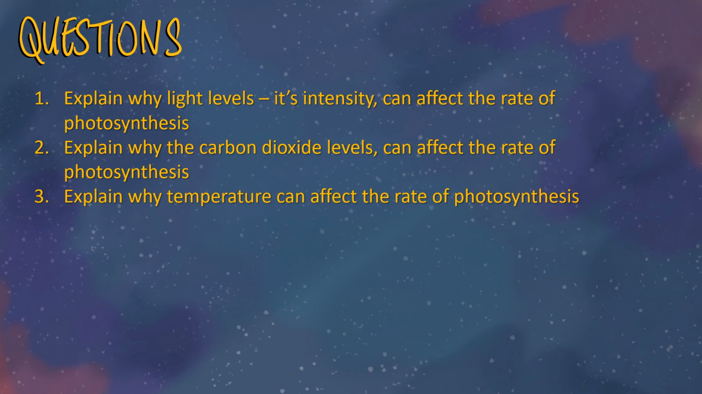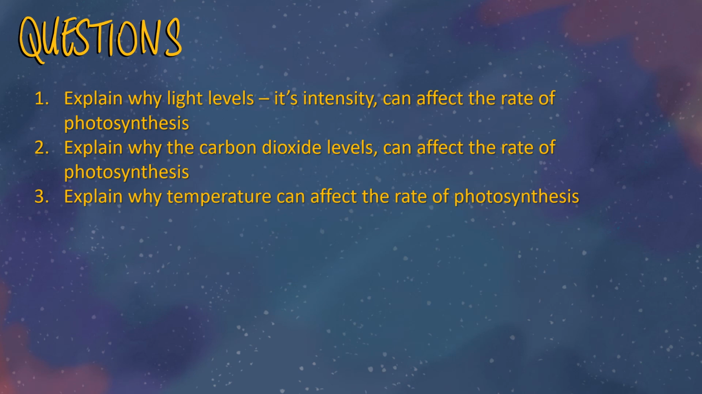Number 2, explain why carbon dioxide levels can affect the rate of photosynthesis. So carbon dioxide is a reactant in photosynthesis. If there isn't any carbon dioxide, then photosynthesis can't happen. If there's a lot of carbon dioxide, then a lot of photosynthesis can happen. So as carbon dioxide levels increase, the rate of photosynthesis increases.